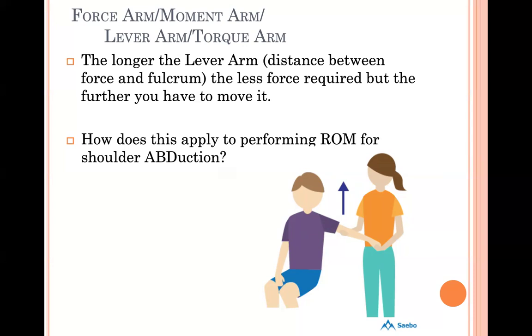So how does this apply when performing range of motion for shoulder abduction, as you're seeing in this image? If we move the patient's elbow, you have to use more force but a shorter distance, versus if you move from the patient's wrist or distal forearm, you need less force, but you need to move further. So think of the amount of movement you physically have to do for the range of motion with the patient in this scenario.